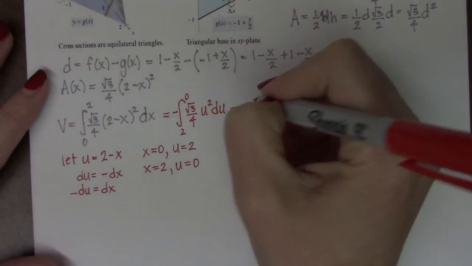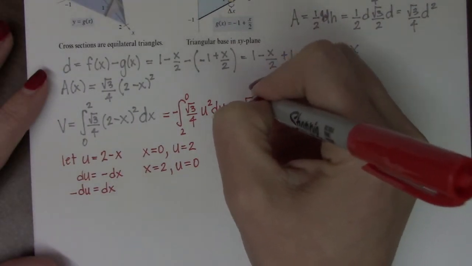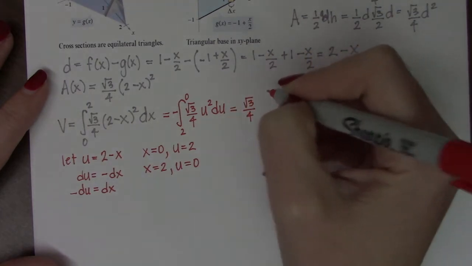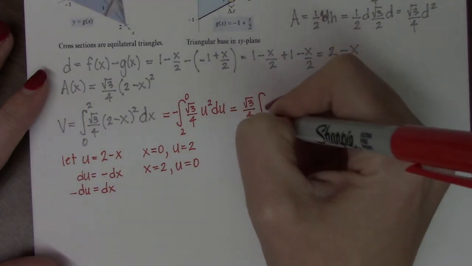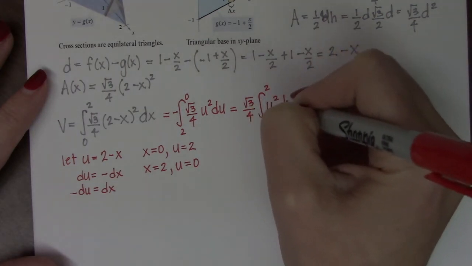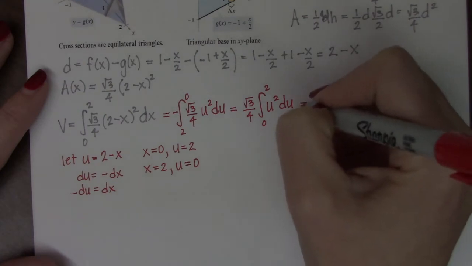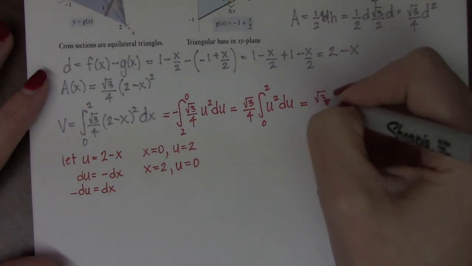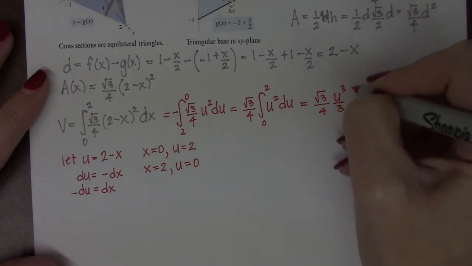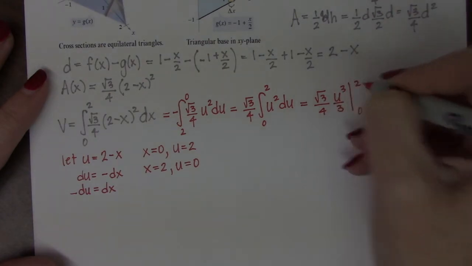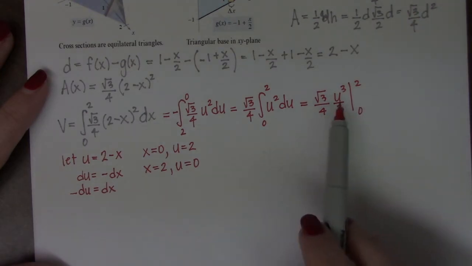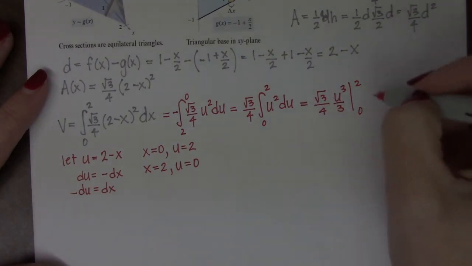And so our new integral, and I'm going to pull the square root of 3 over 4 out front because we're allowed to pull constants out front. So now I have a positive square root of 3 over 4. The bounds are now 0 to 2, and I simply need to integrate u squared du. So integrating u squared gives me u cubed over 3, and I have to evaluate that from 0 to 2. So clearly if we plug in 0 here, we're just going to get 0. So really all I have to do is plug in 2.